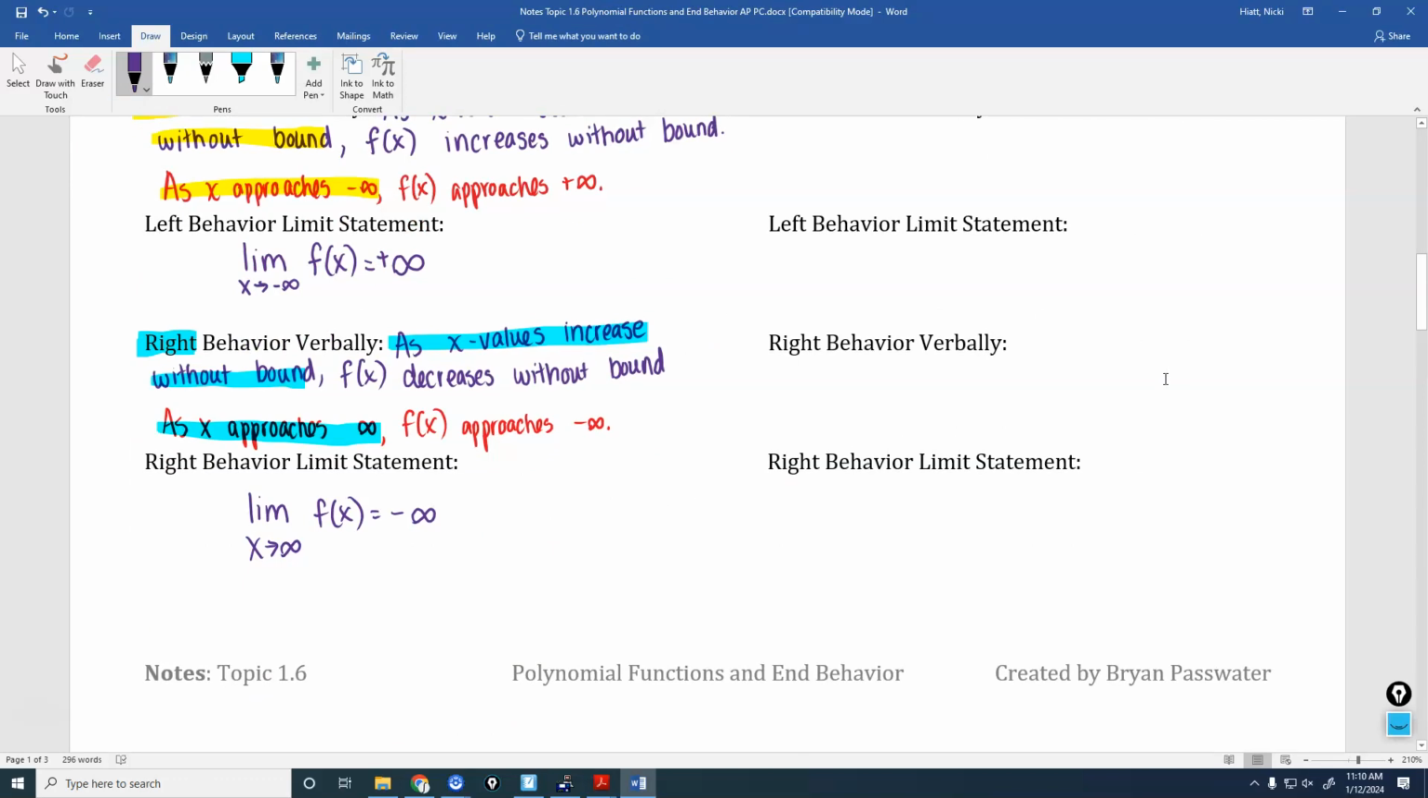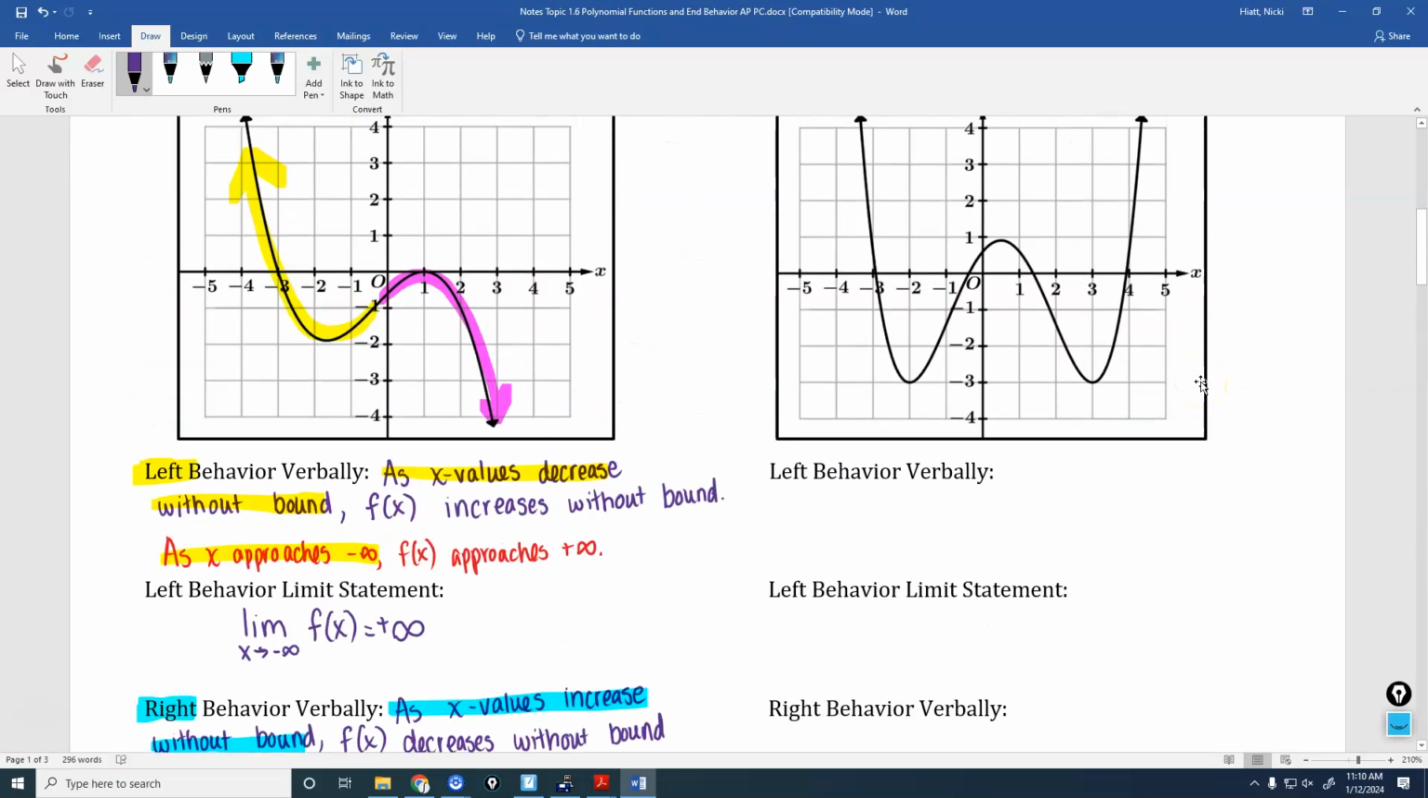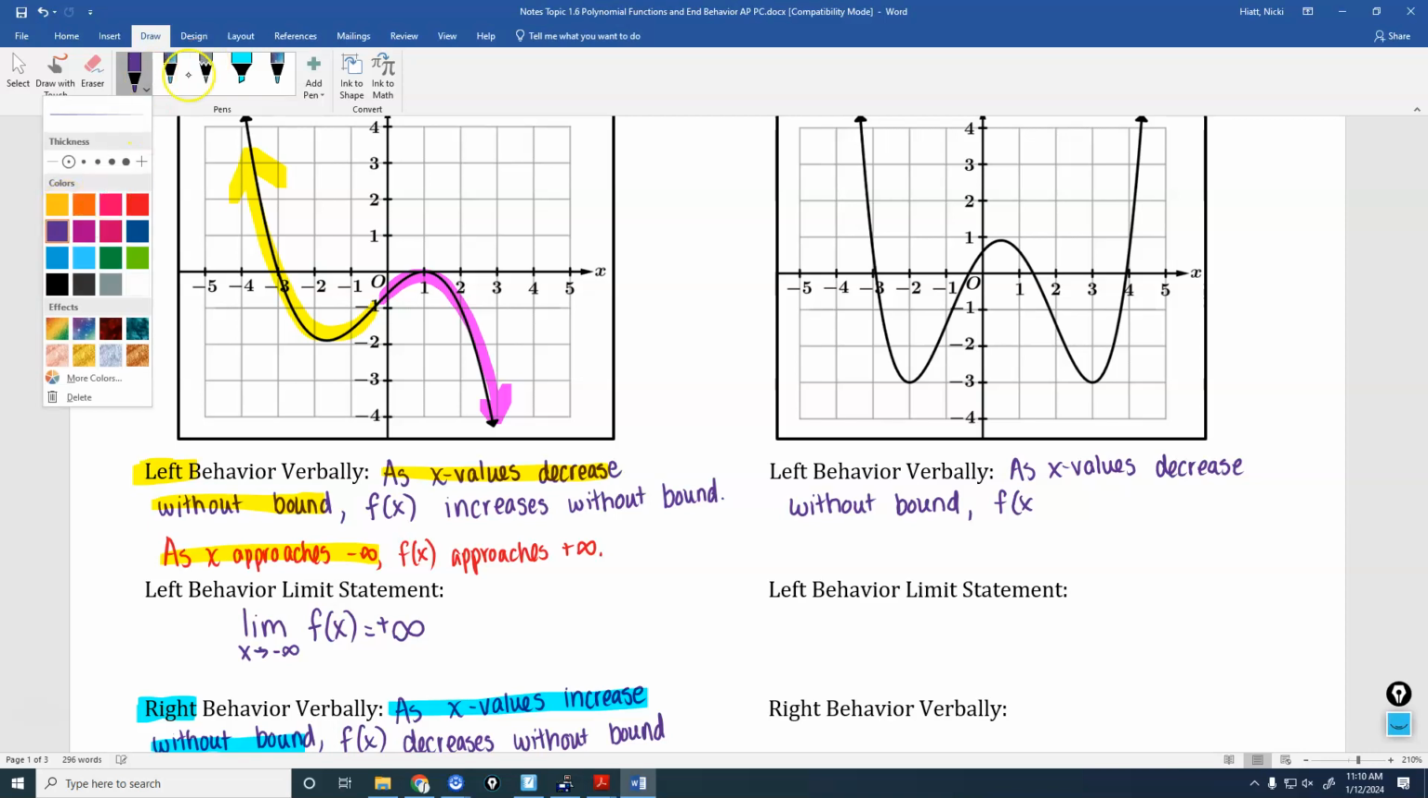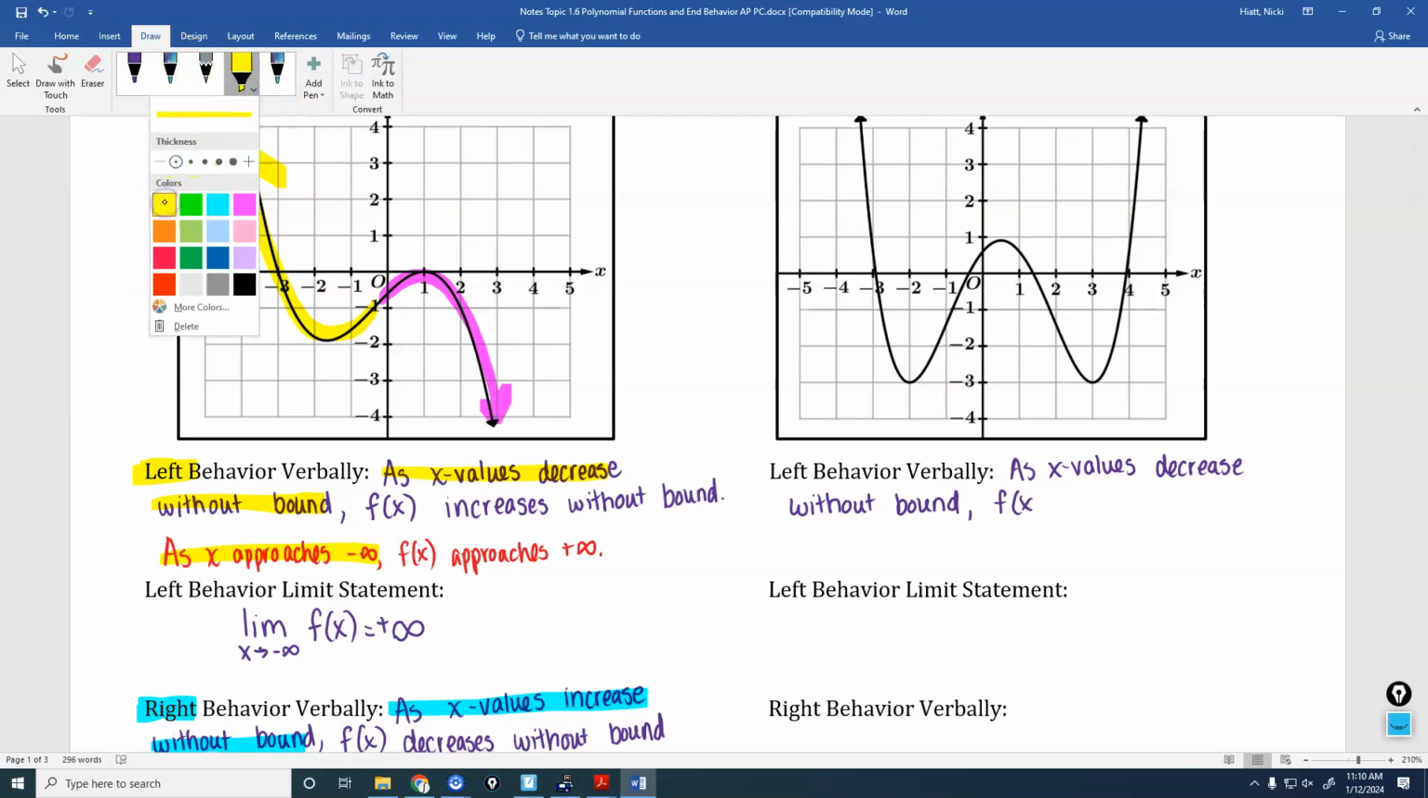Okay, questions on that? All right, so to do another problem, left behavior verbally, we would say as x values decrease without bound, we want to talk about what f of x does. So as x decreases without bound, that tells me we're looking at the left side over here. And what is happening to my y values on that left side? Up. They're increasing. So f of x is going to increase.